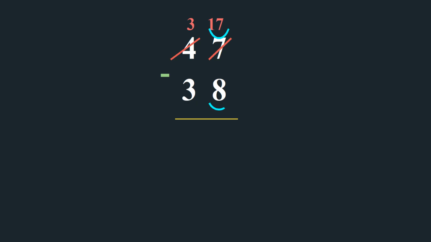Now we have 17 minus 8, which equals 9. Write 9 in the ones place. Then go to the tens column. 3 minus 3 equals 0. Write 0 in the tens place.